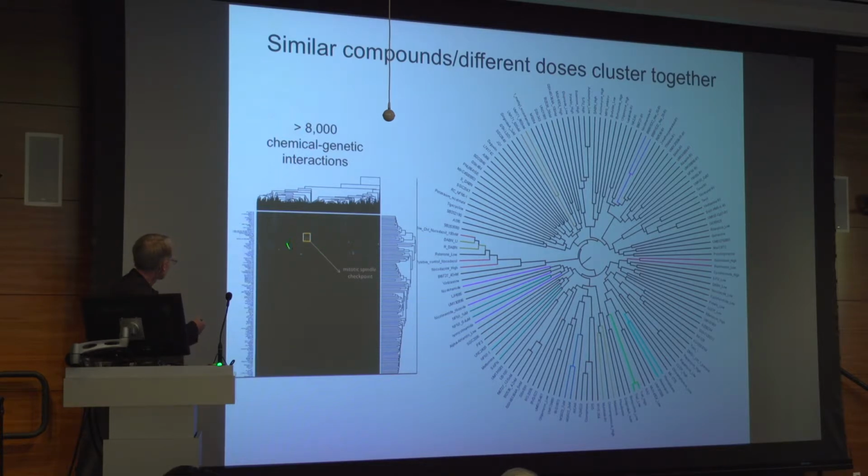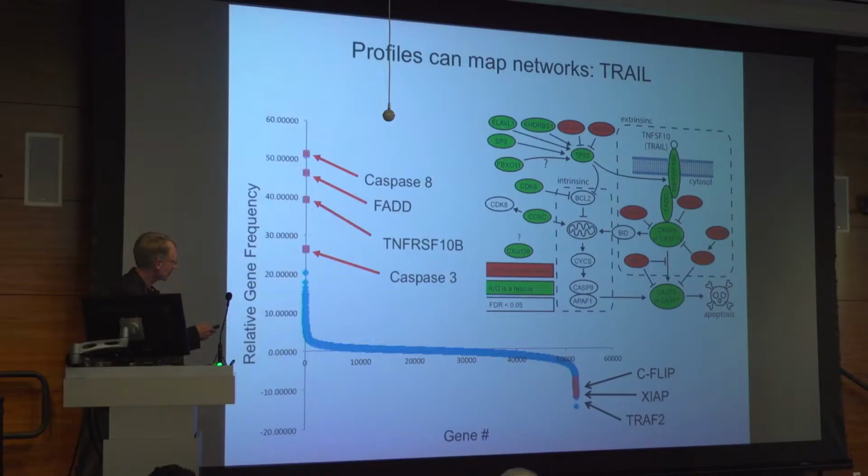Here's one of the obvious clusters that turns out to be the mitotic spindle checkpoint, and the reason for that is that we've run about a dozen different microtubule poisons, and although they all have different profiles, they cluster around this mitotic spindle checkpoint. Okay, so does this work?